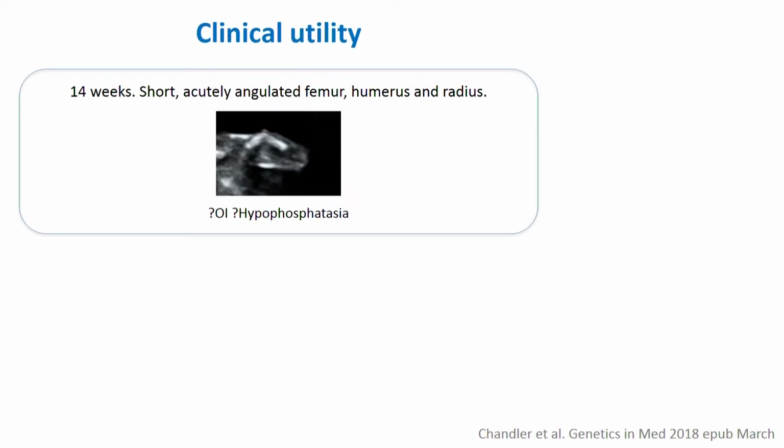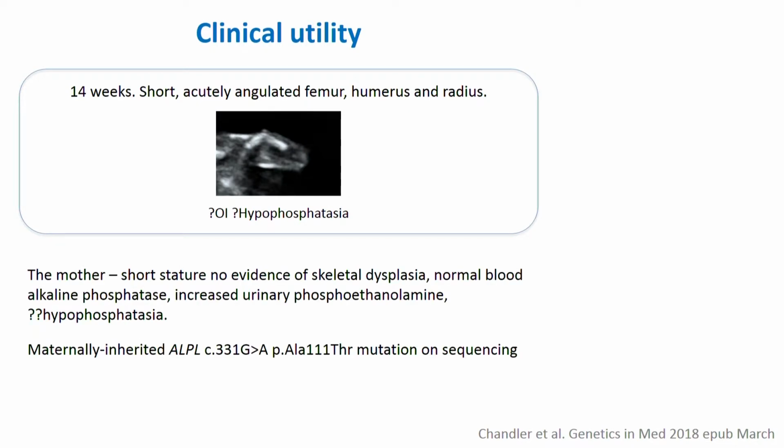This is another one which presented at 14 weeks gestation, and you can see here, short, very angulated humerus, but all the long bones were very angulated, and we thought this might be OI or possibly hyperphosphatasia. Looking at the parents, mother was short, unusually short, but she had no evidence of a skeletal dysplasia apart from the short stature.